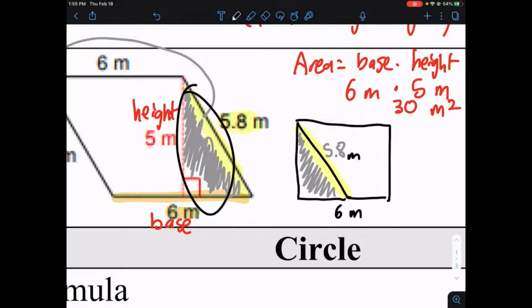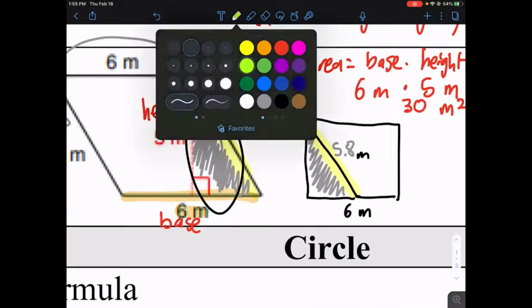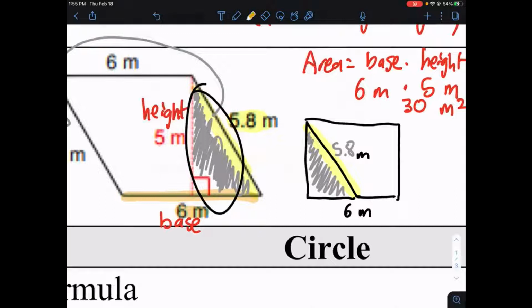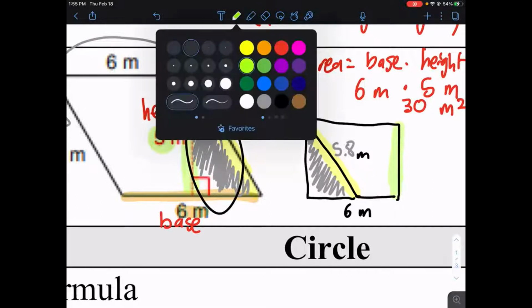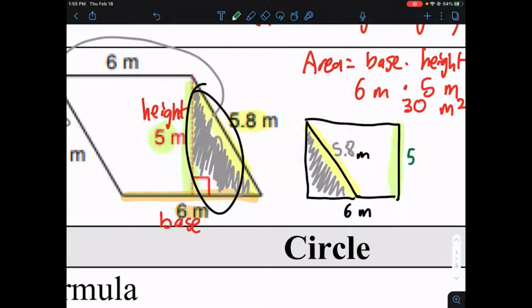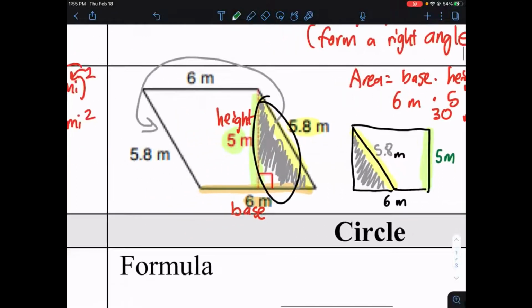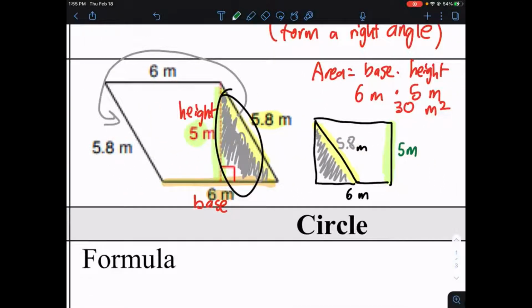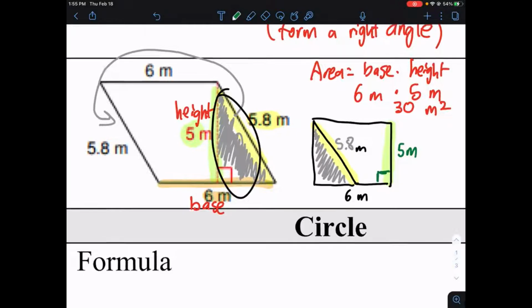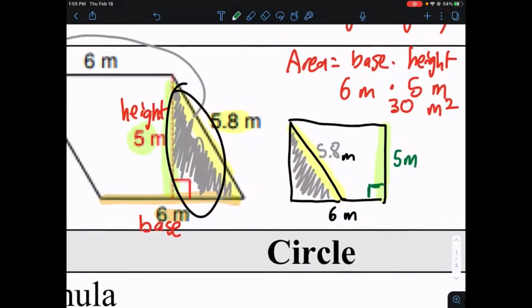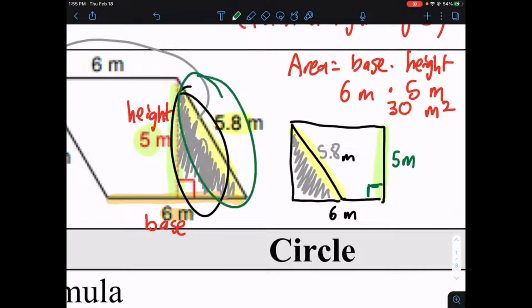And then the height, wrong. The height was the 5. Okay, so hopefully that helps you visualize the reason that we only use the perpendicular sides, the ones with the right angle, because if you rearrange the parallelogram into a rectangle, you see the diagonal side doesn't really matter, right? We only care about the length and the width in the end.